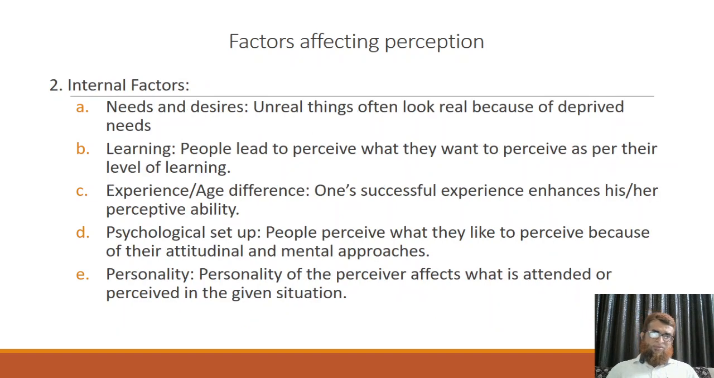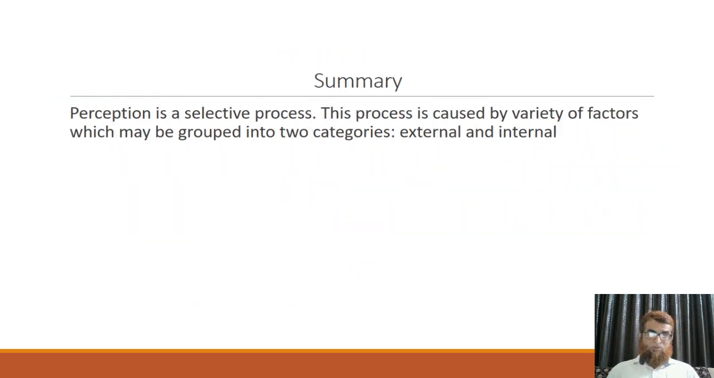And internal factors, needs and desires, unreal things often look real because of the deprived needs. Learning, people tend to perceive what they want to perceive as per their level of learning, experience or age difference. One successful experience enhances his or her perceptive ability. Psychological setup, people perceive what they like to perceive because of their attitudinal and mental approaches. Last one is personality. Personality of the perceiver affects what is attended or perceived in the given situation.